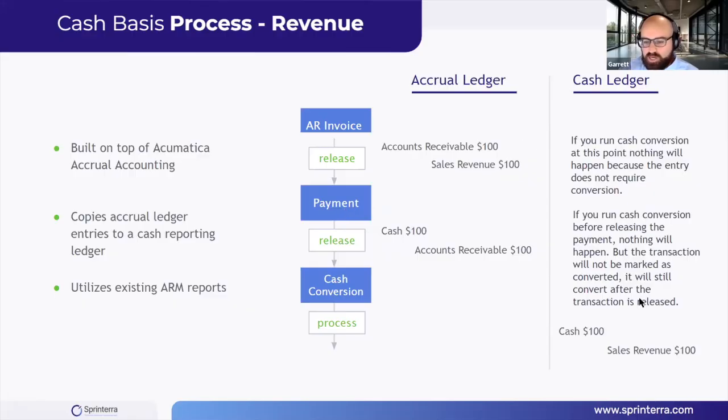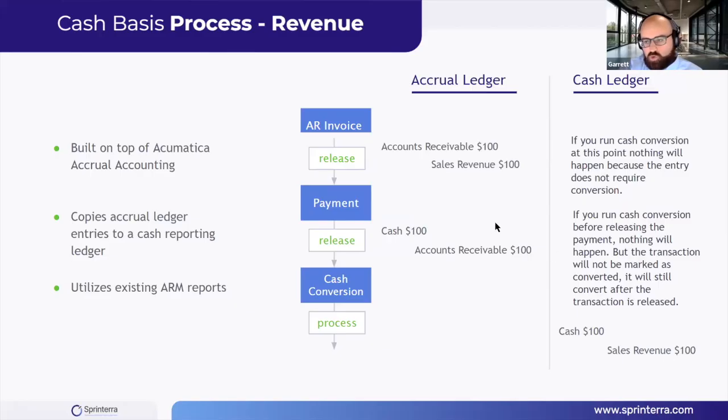Now, from the cash perspective, once this payment is released, the system recognizes, okay, we have cash changing hands. We're going to need to create the cash ledger equivalent of what just happened on the accrual ledger. So it runs through our cash conversion process. When it does this, the end result is going to be, as of the date of the payment, we're going to see a debit to cash, and we're going to see a credit to our sales revenue.